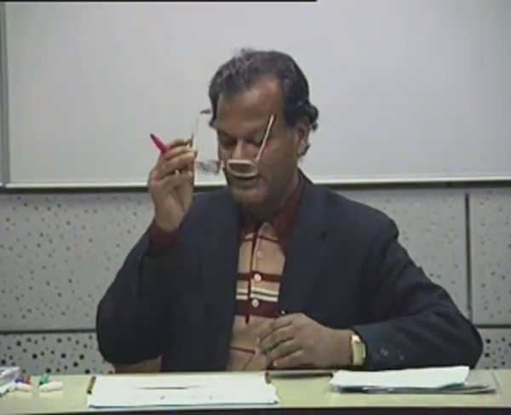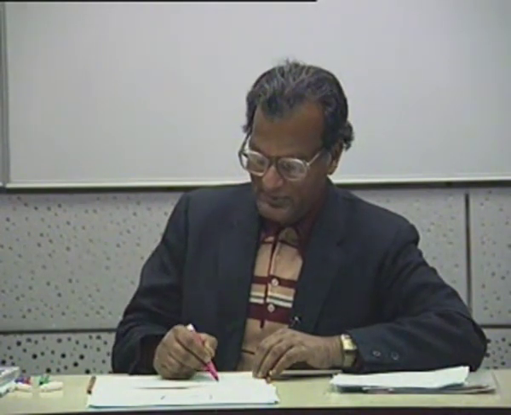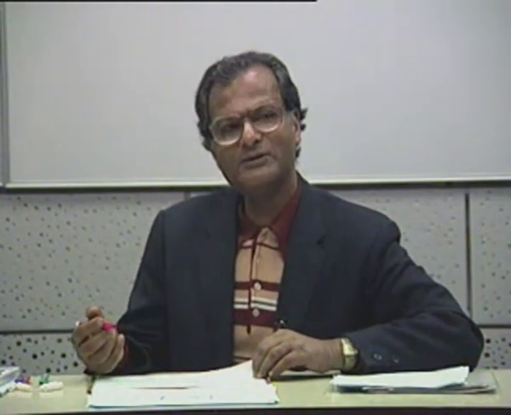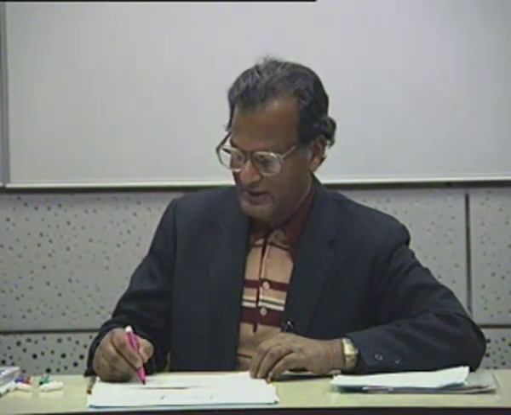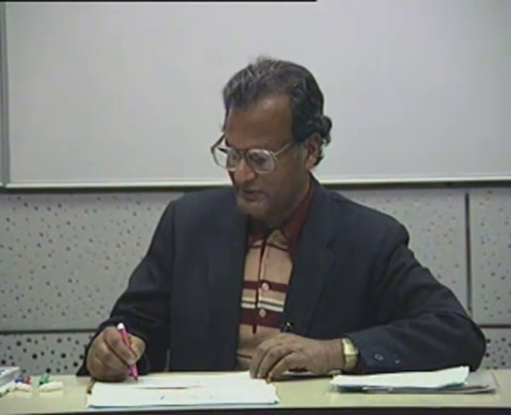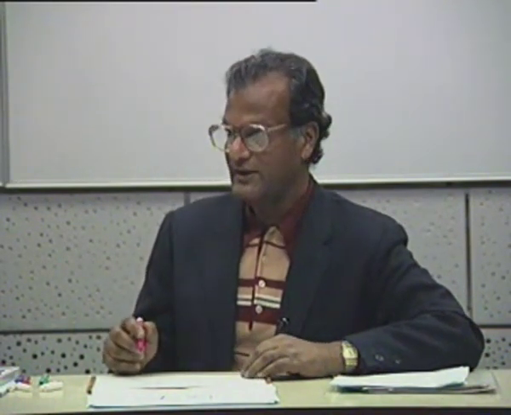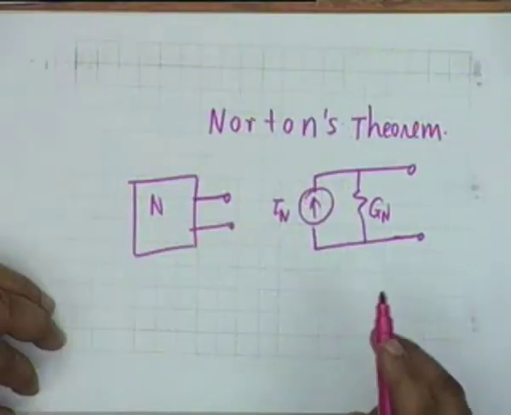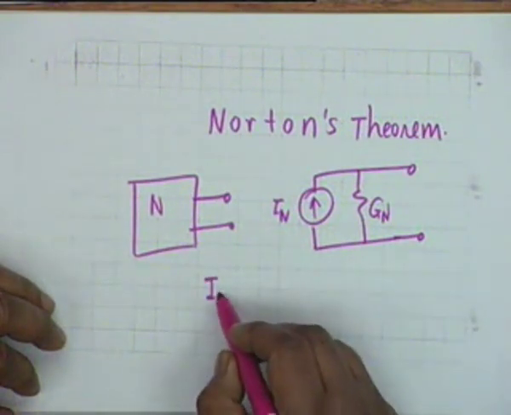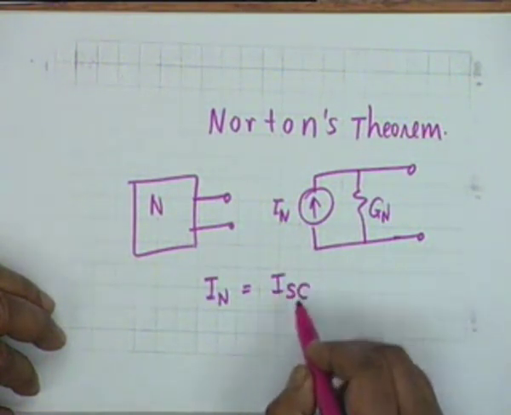Thevenin's theorem says that the one port N is equivalent to a voltage source in series with a resistance. Norton says that N can be replaced by a current source in parallel with the resistance. All right, current source IN in parallel with a resistance which Norton preferred to call a conductance GN. And the interpretations of IN and GN: you can very easily see that IN is nothing but ISC.